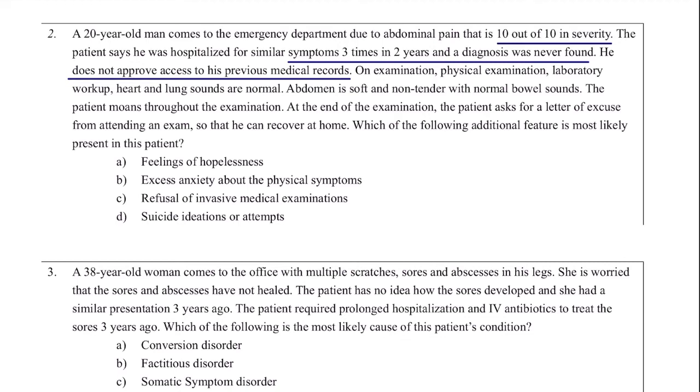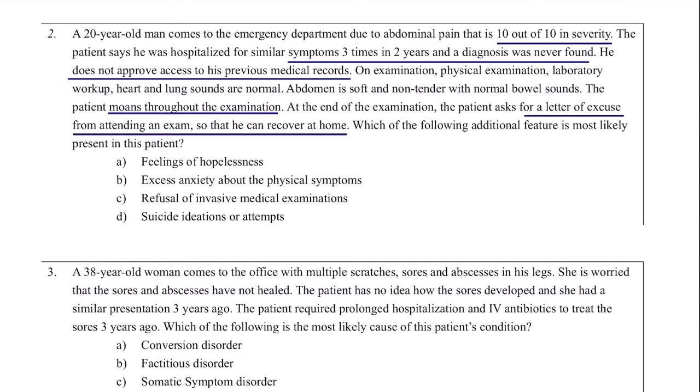On physical examination and lab workups, heart and lungs are all normal. Abdomen is soft, non-tender with normal bowel sounds. But the patient moans throughout the examination. At the end of the examination, the patient asks for a letter of excuse from attending an exam so that he can recover at home. Which of the following additional features is most likely present in this patient?